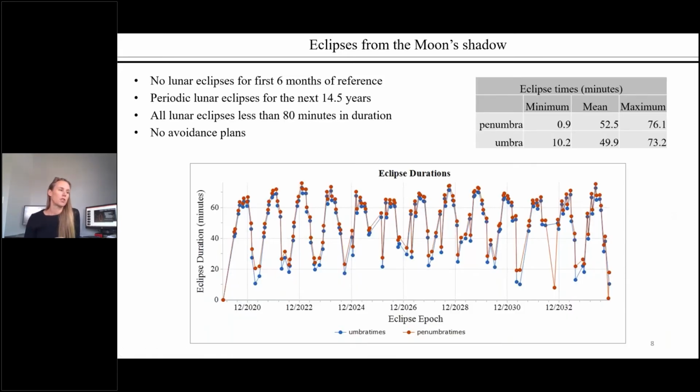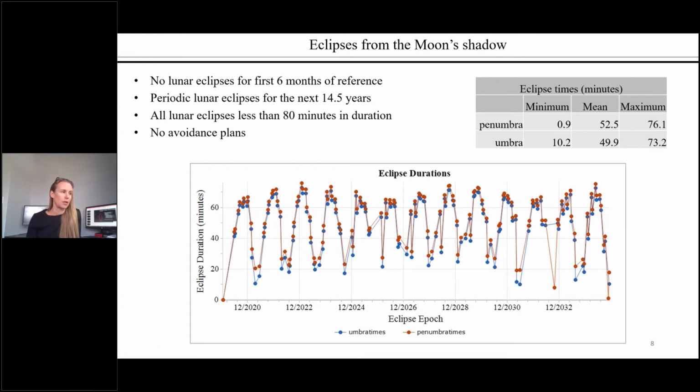So the eclipses from the Moon's shadow follow a periodic behavior over 15 years. What you see here is a plot of eclipse durations in minutes, and along the horizontal axis is the epoch. So this spans 15 years, and you can see an annual period in the eclipses due to the lunar shadow. We have no eclipses at all for the first 6 months, and then we enter into this repeating pattern. But the maximum duration of these eclipses is less than 80 minutes, and so they don't surpass the 90-minute goal for us to avoid.